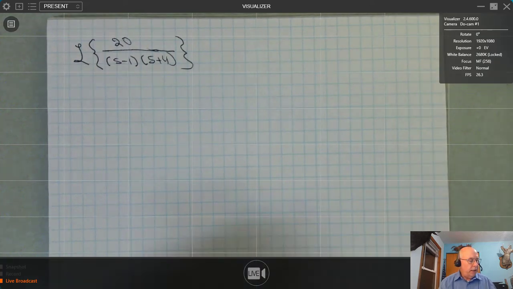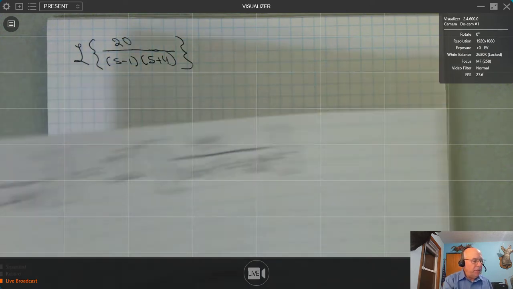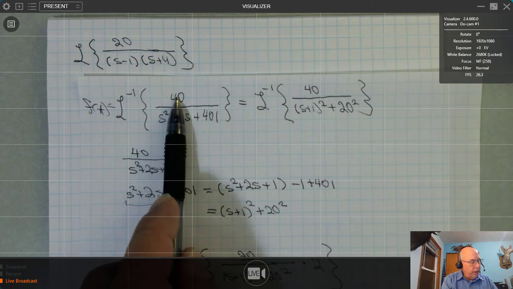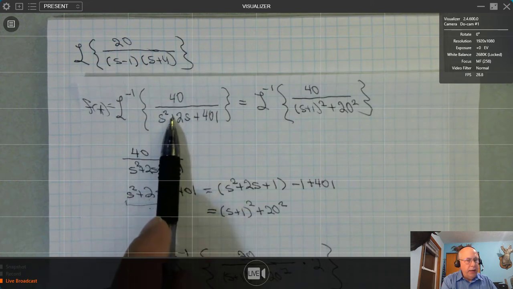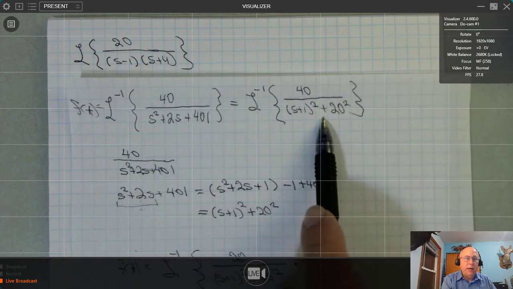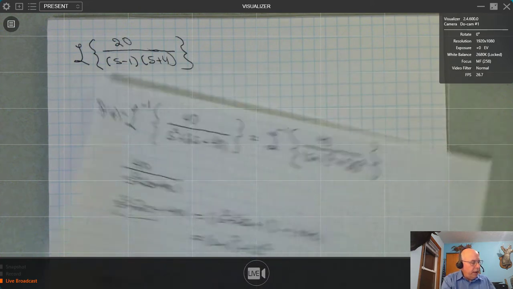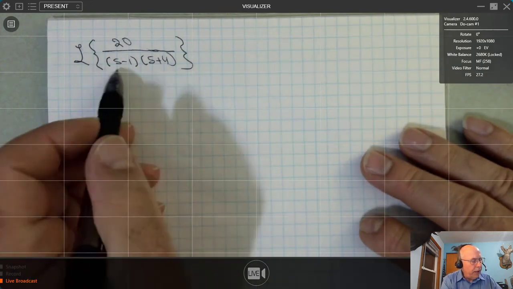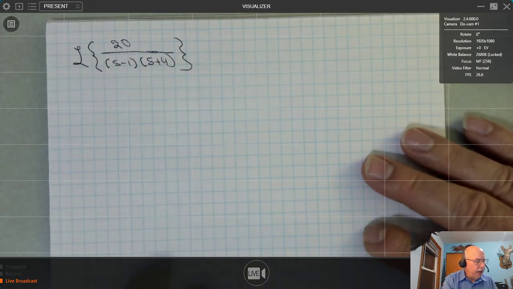Okay, in the last segment, we asked the question, what do you do to find the inverse transform of a fraction that has a quadratic denominator that will not factor? And we said, well, you can complete the square. But now, what if you have a quadratic denominator that does factor?